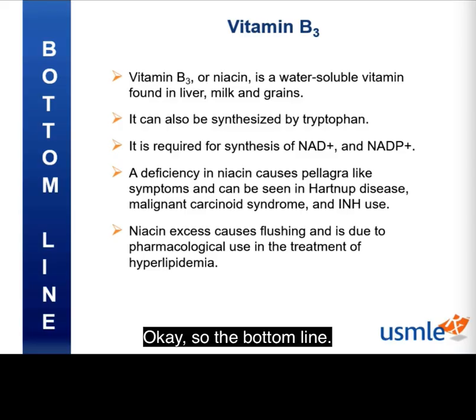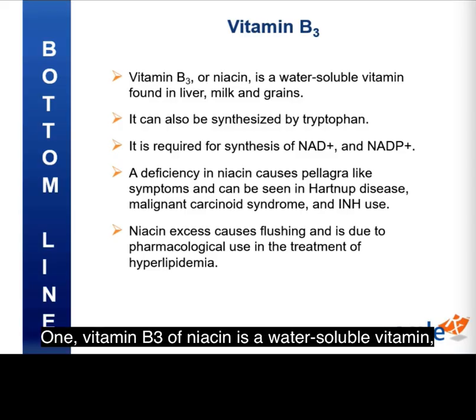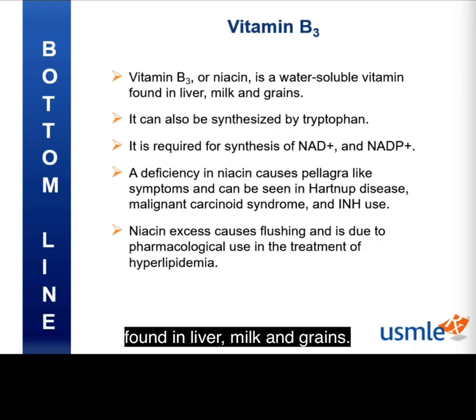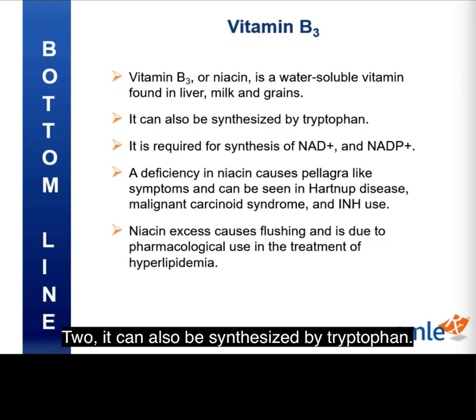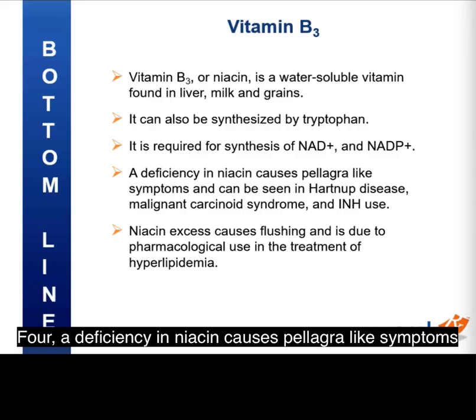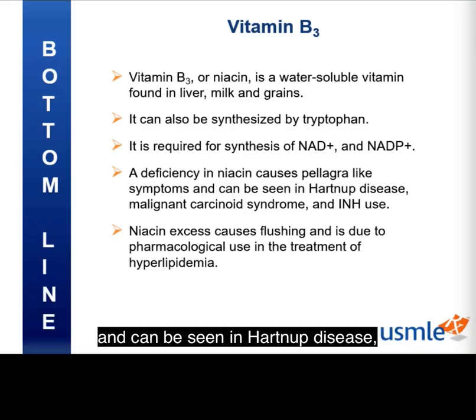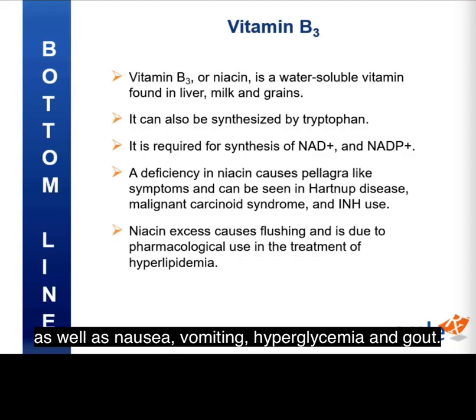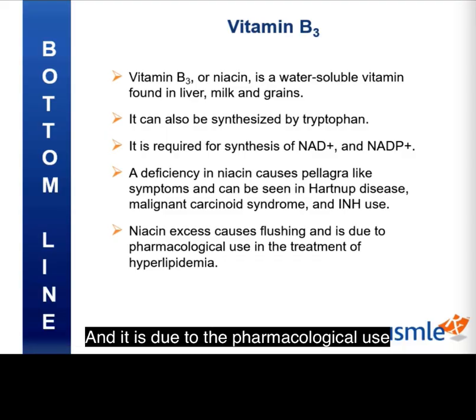Okay, so the bottom line: 1. Vitamin B3, or niacin, is a water-soluble vitamin found in liver, milk, and grains. 2. It can also be synthesized from tryptophan. 3. It is required for the synthesis of NAD+ and NADP+. 4. Deficiency in niacin causes pellagra-like symptoms and can be seen in Hartnup disease, malignant carcinoid syndrome, and INH use. And lastly, 5. Niacin excess causes flushing as well as nausea, vomiting, hyperglycemia, and gout, and it is due to the pharmacological use in treatment of hyperlipidemia.